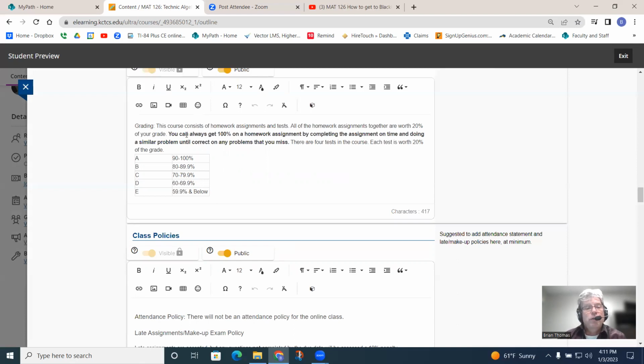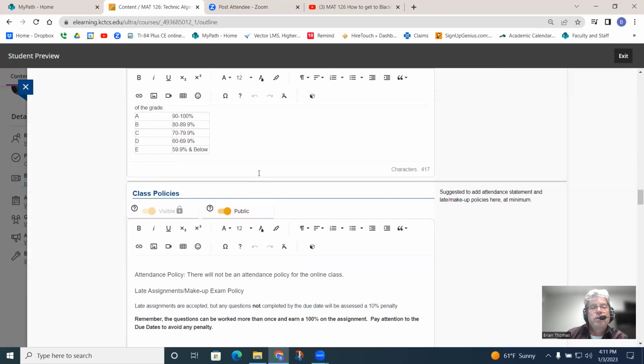As far as homework goes, you'll have several assignments given to you each week, usually between 3 and 4 assignments to keep up with each week. So it's a very fast moving class. Remember, you can always get 100% on the homework by completing the assignment on time and doing a similar problem until you get the problem correct. So if you miss a question in your homework, you are able to do it over again until you get it correct. So you can always get 100% on your homework.